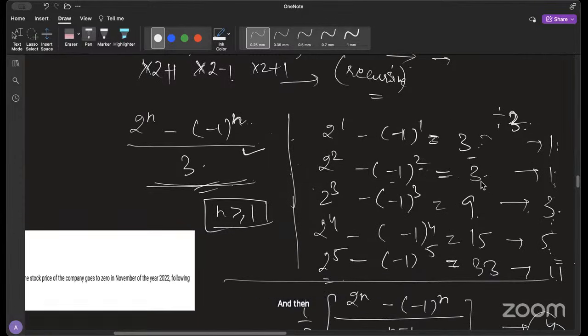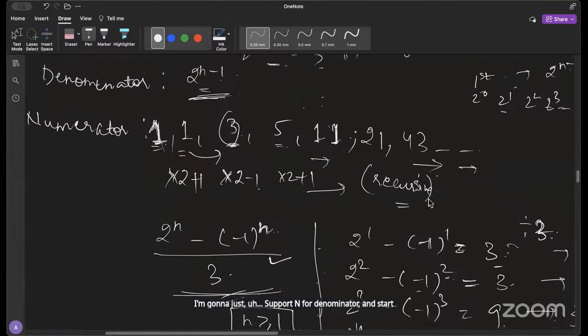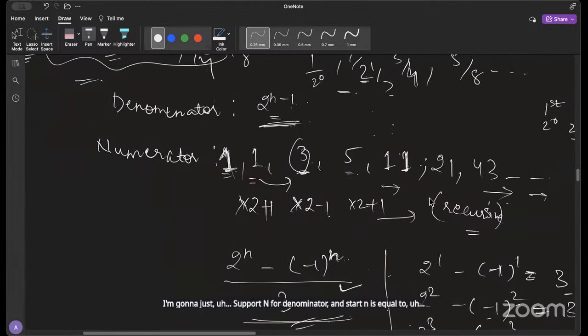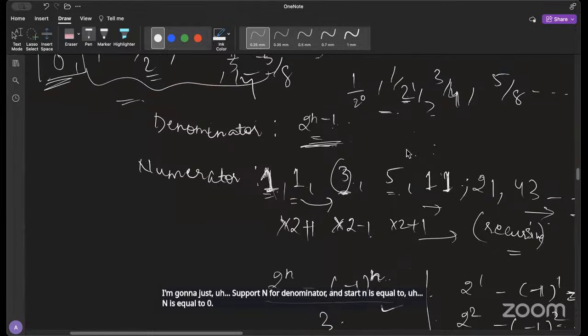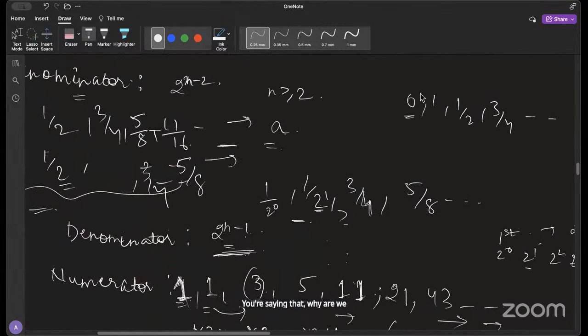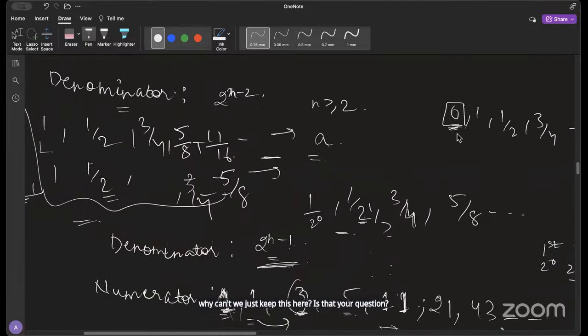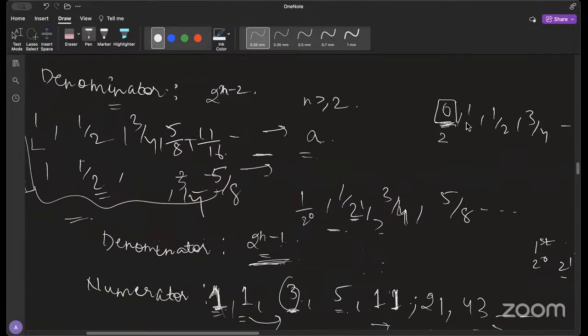Can't we just put 2 raised to power n for the denominator and start from n equal to 0? You can, but then you're asking why are we flipping this one, right? Why can't we just keep this here? Is that your question? No, madam, he's saying why can't we use 2 to the power n only instead of n minus 1?